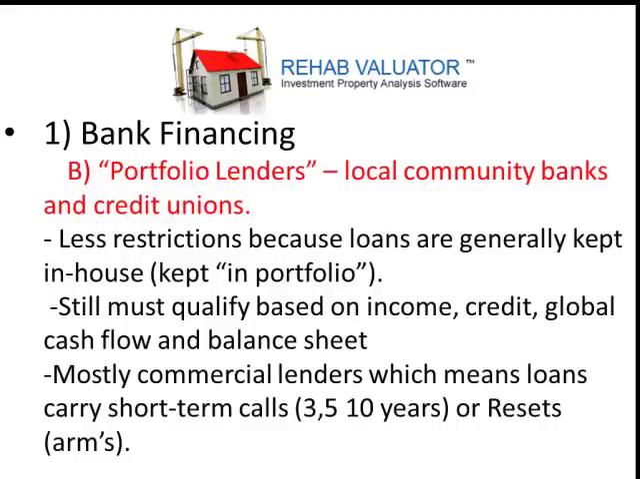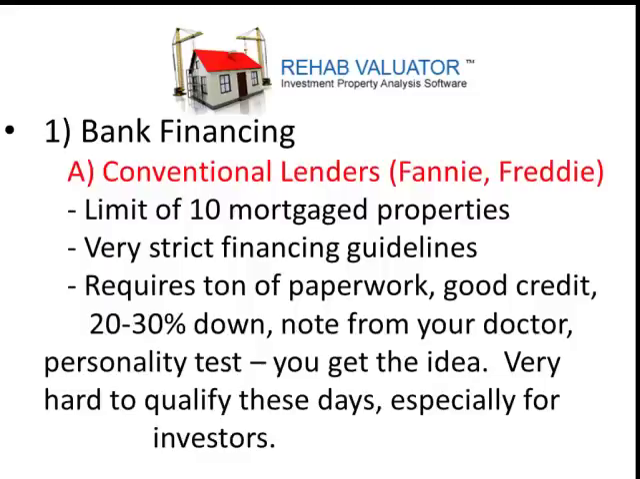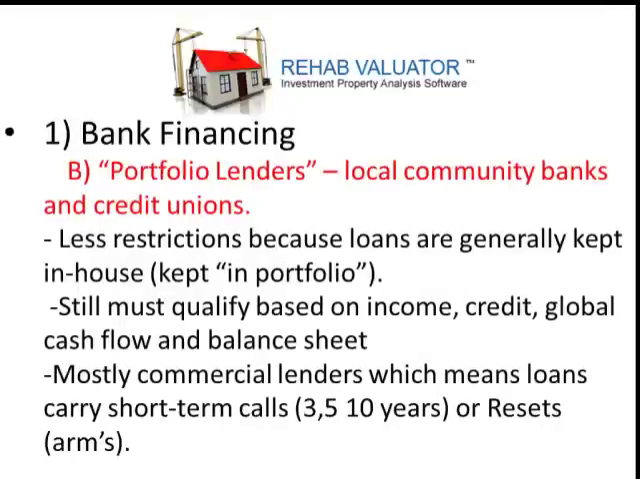Then you've got the portfolio lenders. These are your local community banks and credit unions. The difference between portfolio lenders and conventional lenders is that portfolio lenders are easier to deal with. They're called portfolio lenders because the loans that they give out are mostly kept in their own portfolio. They don't sell these loans into the secondary market, and so these loans don't have to meet the Fannie and Freddie strict guidelines. So because of that, you've got less restrictions.